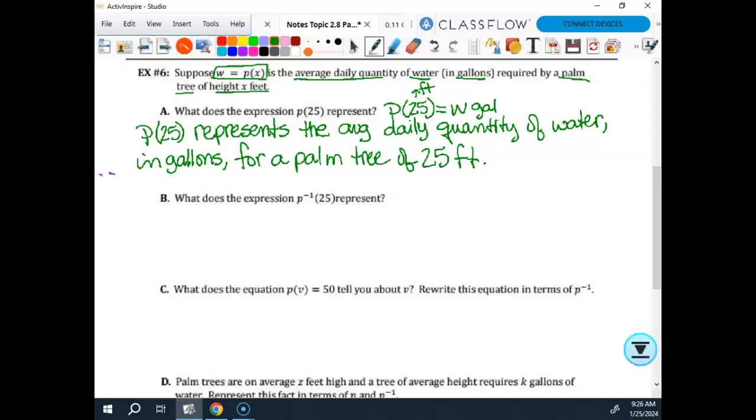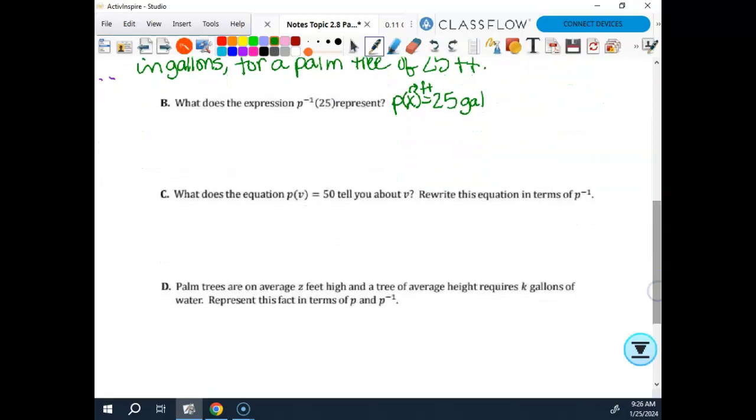All right, so this P inverse of 25, does that 25 have the units of feet on it? No, it does not, right? Because that's the inverse. If I were to rewrite it, I could rewrite it as P of X equals 25. And what would the units be on 25 then? Gallons. And our unknown is our feet, right?